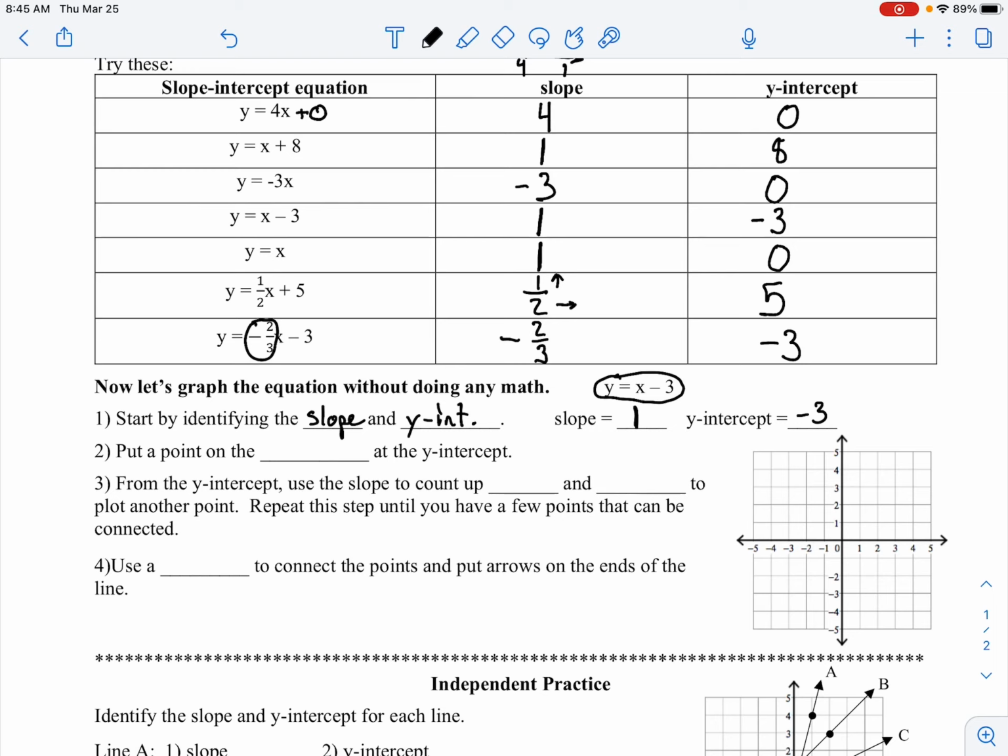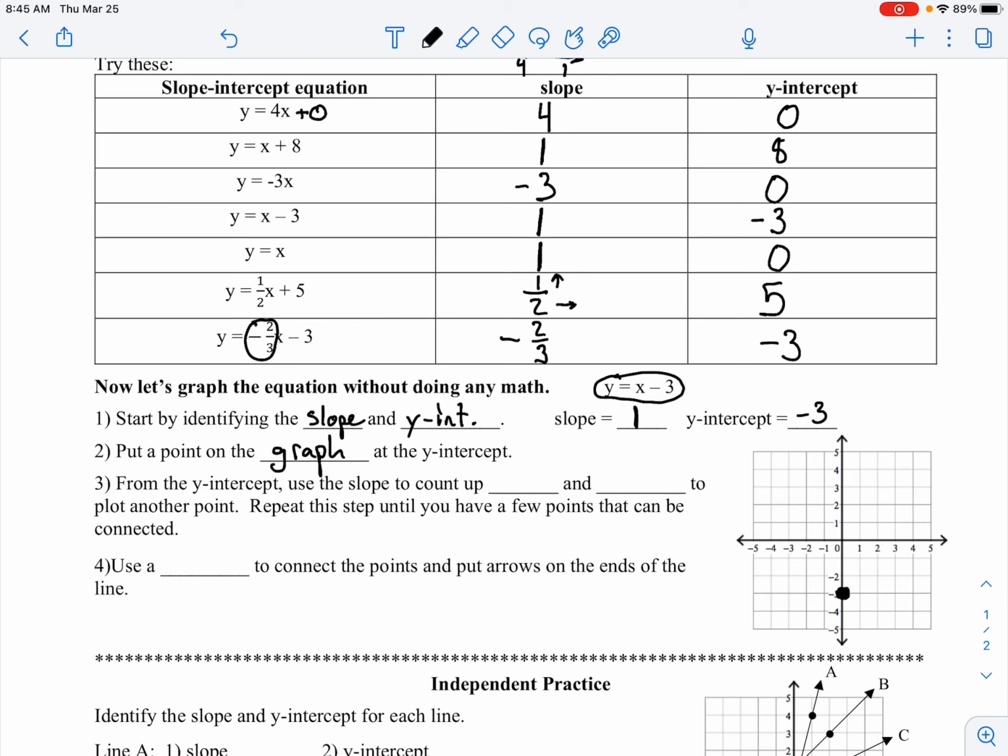Now we want to put a point on our graph at the y-intercept. So we said our y-intercept was negative 3. So remember, our y-axis goes up and down. So we're hitting our y-axis at negative 3. So we have put a point at the y-intercept.